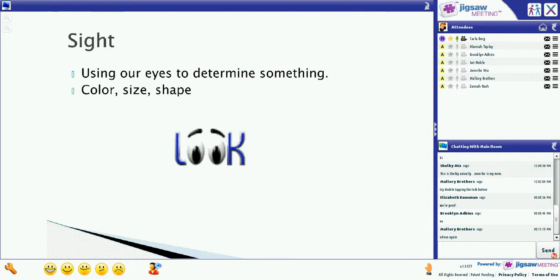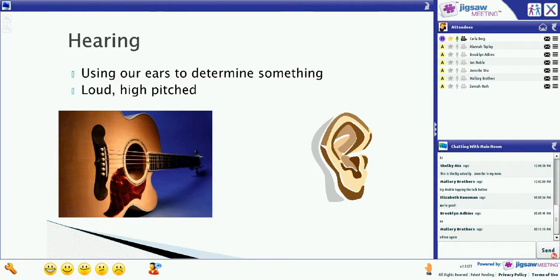So our sense of sight is the one we use most often, using our eyes to determine something, like the color, the size, or the shape of something. We can also use our sense of hearing. We can use our ears to determine if something is loud or high-pitched, if something is quiet. My house right now, it's very windy outside, so I can hear the wind. I can't really see the wind. I can see the leaves blowing across my front lawn, so I can assume it is windy out, but I can hear it.